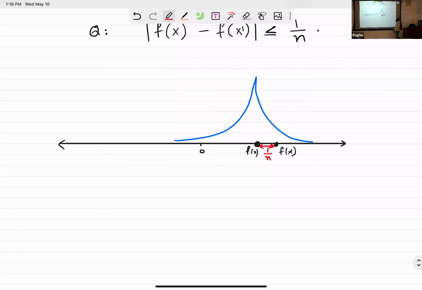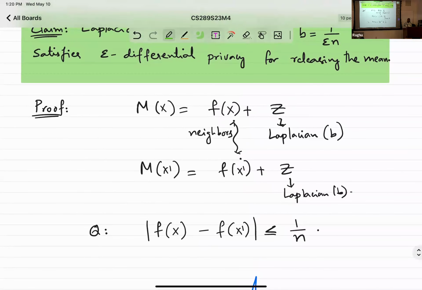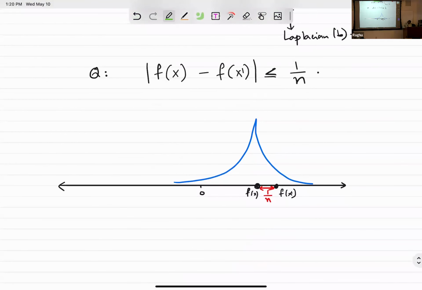F of x prime is nearby and the gap is only 1/n, right? And what can you tell me about the distribution of m of x prime? It's still going to be Laplacian, except it's shifted. So the mean is not f of x, the mean is f of x prime. Right, so this is the distribution of m of x, and this is the distribution of m of x prime.